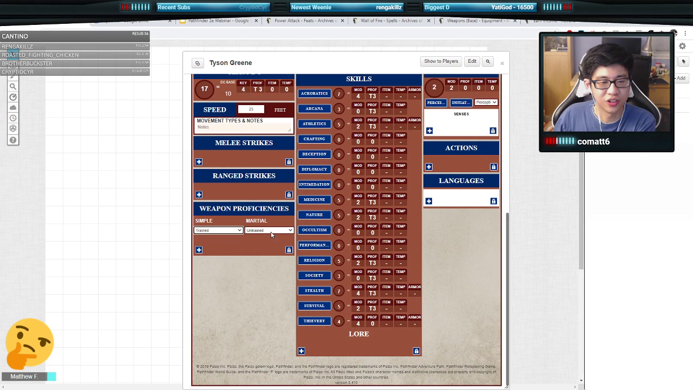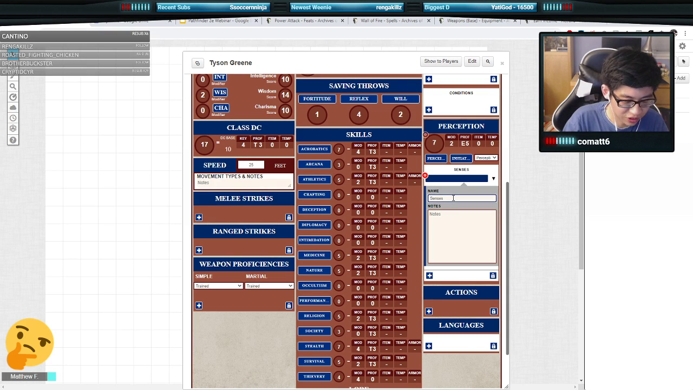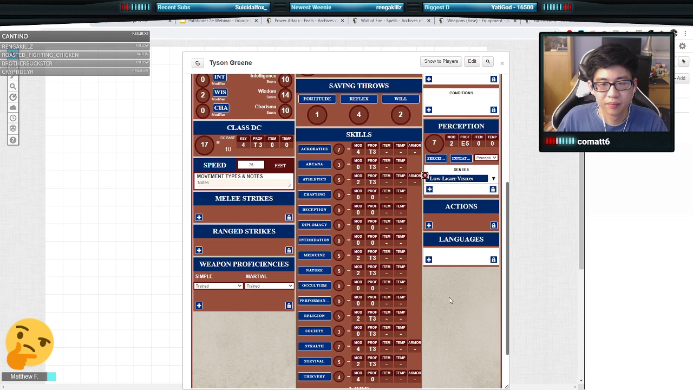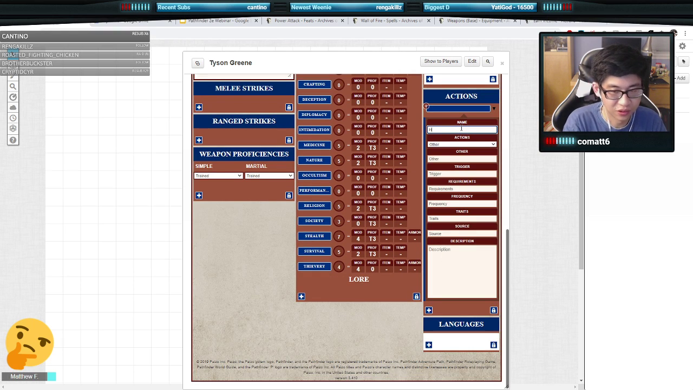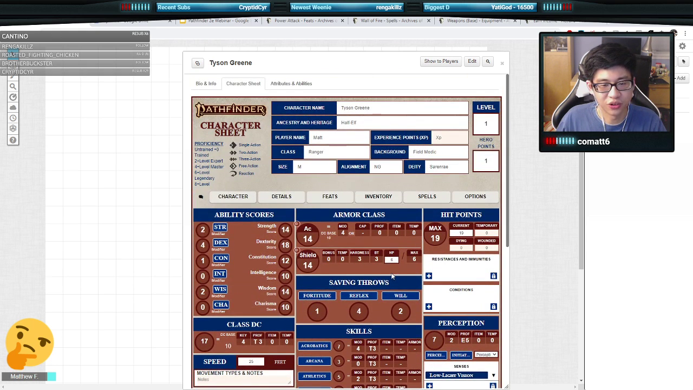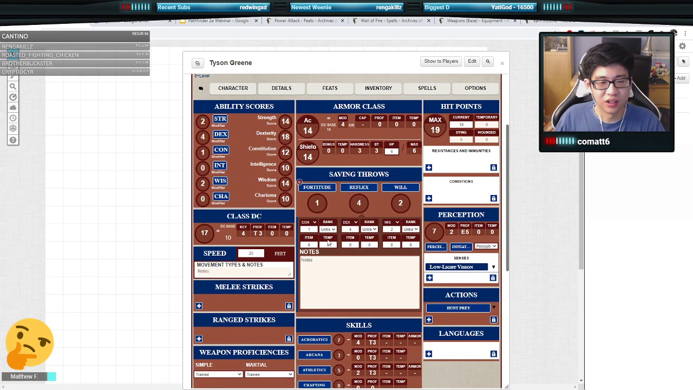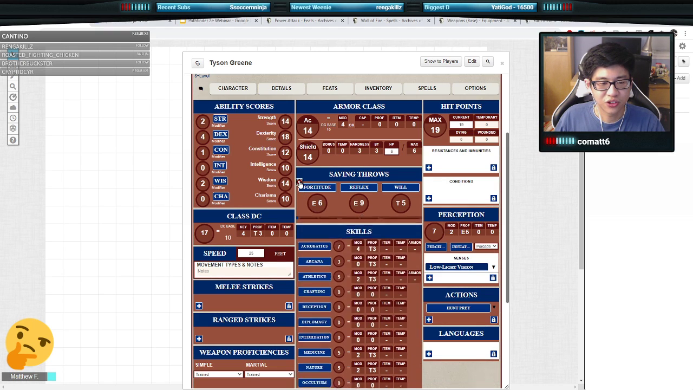As a ranger, he is trained in all simple and martial weapons. Perception, he is an expert because he's a ranger. Resistances, immunities, none. Conditions, none. Senses, he has low light vision. Actions, he has hunt prey, which we'll get into. Actually, we're not, because I'm not going to cover that. If you want, you can check out my guide to the ranger, which is coming out probably the month after. Expert in fort and reflex, and then trained in will. And that should be everything here.